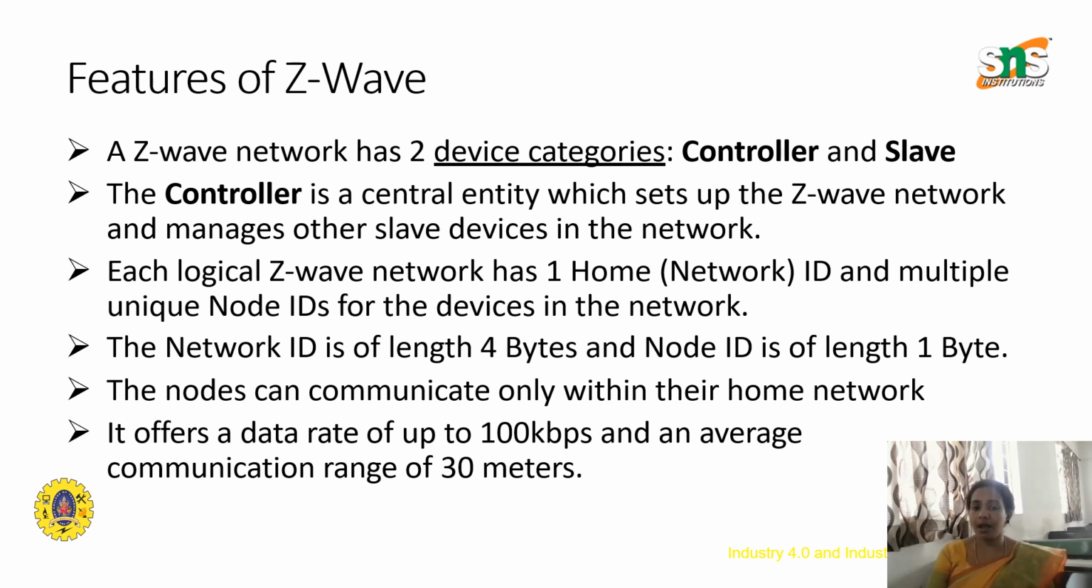The other important features of Z-Wave are that it offers a data rate of about 100 kb per second, with a communication range at a distance of 30 meters. The network ID is 4 bytes in length, and the node ID is 1 byte in length. The controller is a central entity which sets up the Z-Wave network and manages other slave devices in the network.